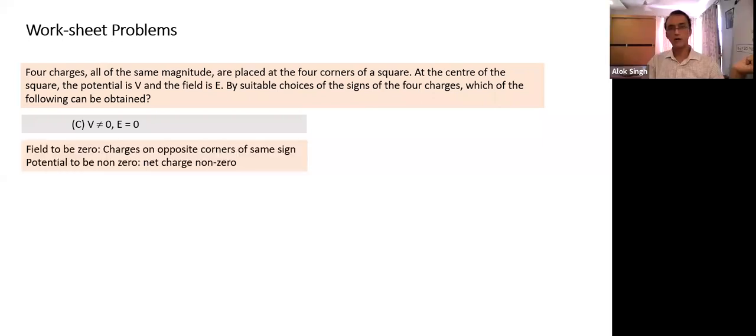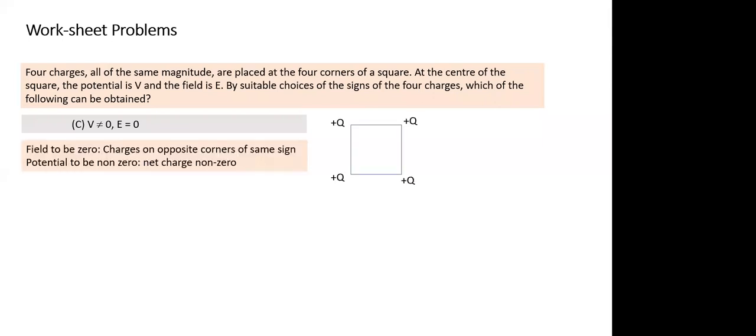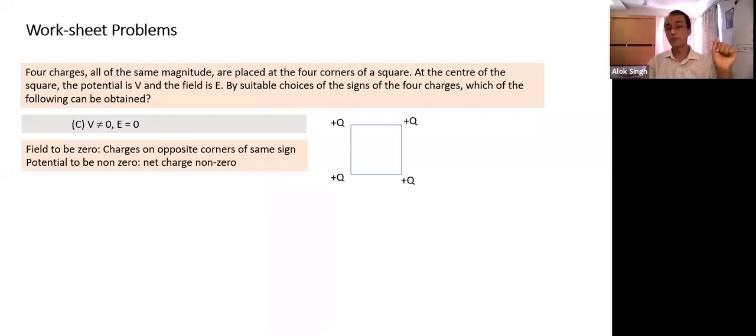So you can easily draw. Sir, we can take three charges of the same sign and one charge of another sign. Yeah, in fact more than one. The field has to be zero. Can we take three of the same sign and the fourth of the opposite sign? Is that possible? Will the field become zero in that case?